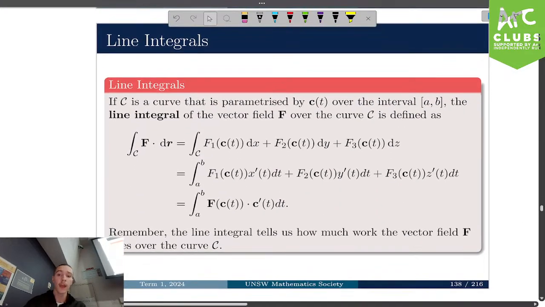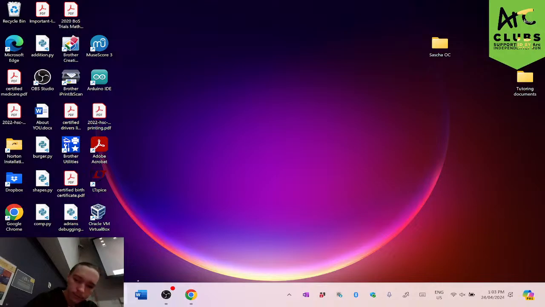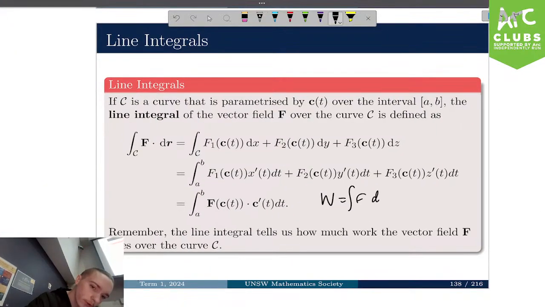The really important thing is that this integral of the vector field with respect to r over some parametric curve C tells us the work done. The way we can think of this, from classical mechanics that a lot of you would have taken in Phys 1A, is that work is the integral of force with respect to position. This is the analogous version in vector calculus: the force field with respect to our position again. It's the same thing, just in different contexts.